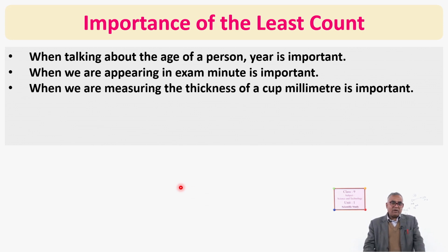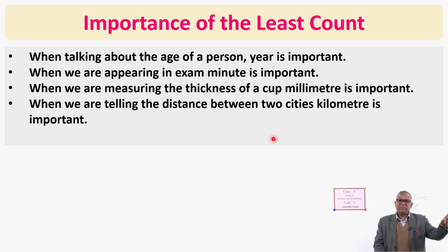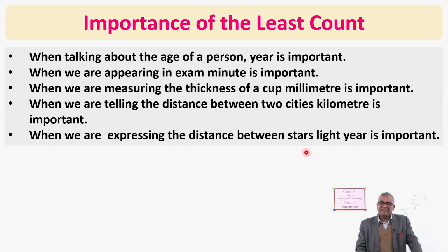Yes. When we are measuring the thickness of a cup or thickness of a paper, then millimeter is important. When we are telling the distance between two cities, kilometer is important. There meter is neglected, centimeter is neglected. And if you are talking about the distance between stars, then meters and kilometers are also neglected. Then we discuss light year, astronomical unit, parsec, about which you have studied.